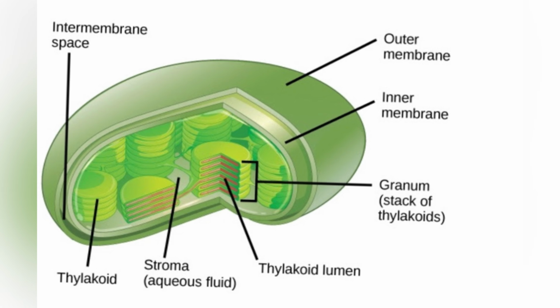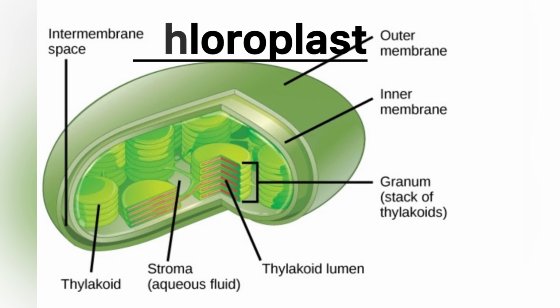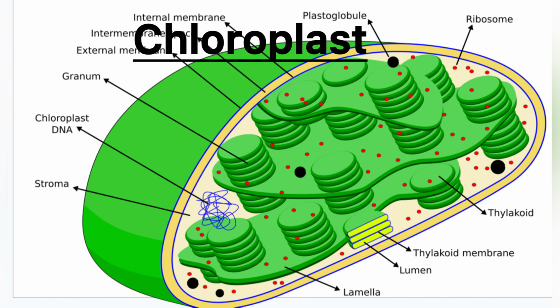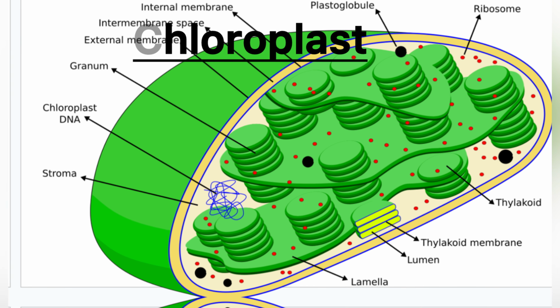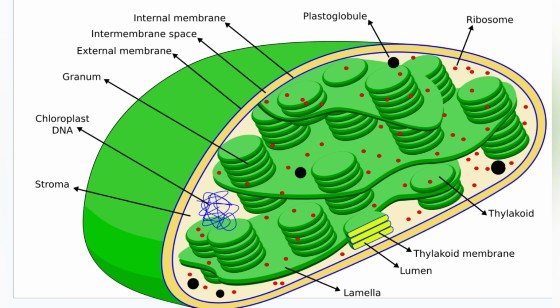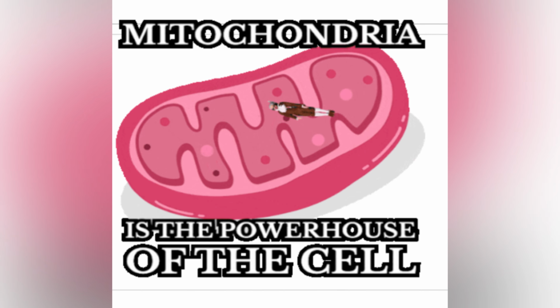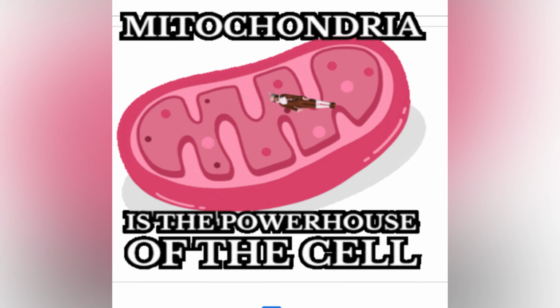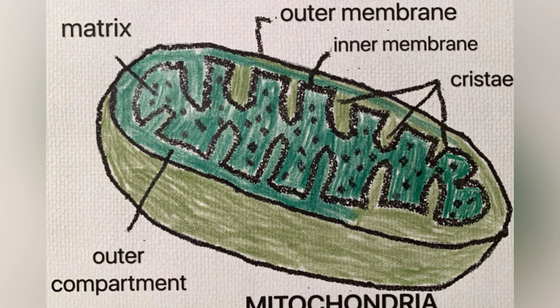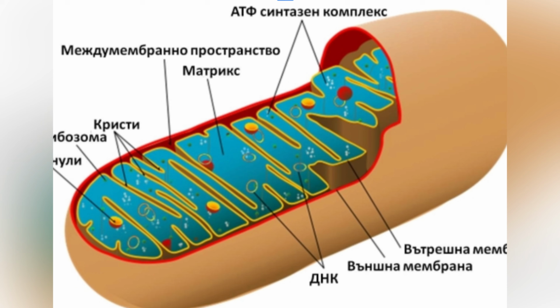Fifth one, chloroplast. It is a green organelle with chlorophyll. It performs photosynthesis, converting sunlight into food. Sixth one, mitochondria. It is known as the powerhouse of the cell. It produces energy for the cell.